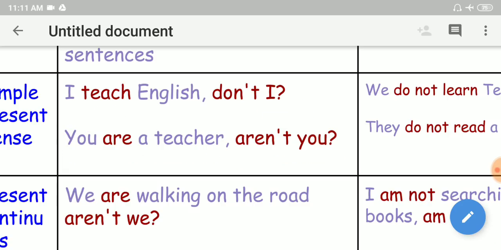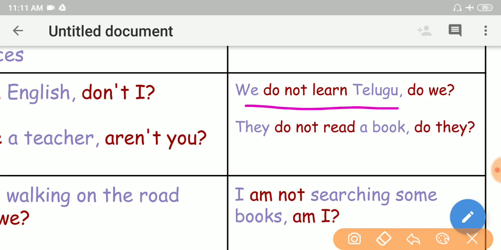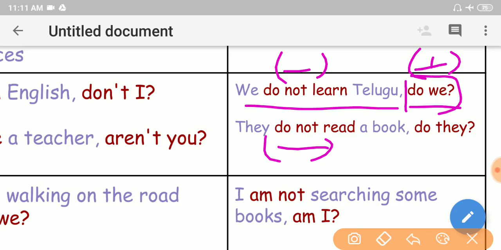So let us go with the simple present tense negative sentence. "We do not learn Telugu. Do we?" Here the tag is positive whereas the statement is negative. The statement is negative whereas the tag is positive, my dear friends. What is negative? Do not. "They do not read a book. Do they?"